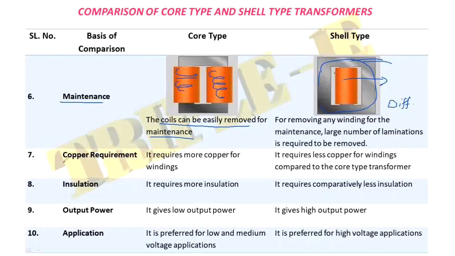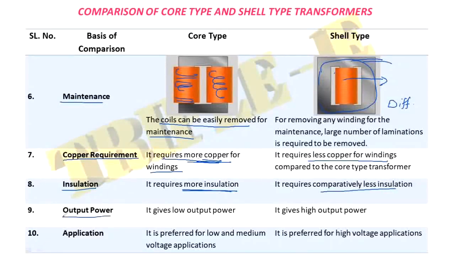Now coming to the next one, that is based on the copper requirement. Obviously this core type of transformer requires more copper for winding, whereas in case of shell type we need less copper for winding. The next one is based on the insulation. As the core type of transformer needs more copper for winding, then definitely it needs more insulation. So each turn needs to be insulated from each other. So here the amount of insulation needed is higher. In case of shell type, we require comparatively less insulation.